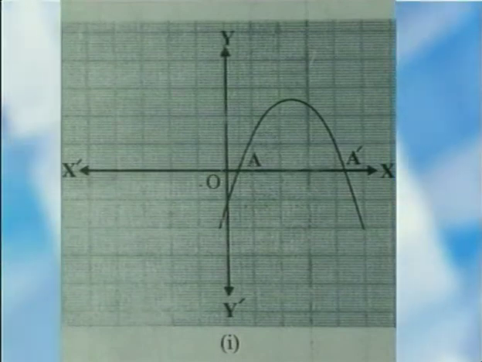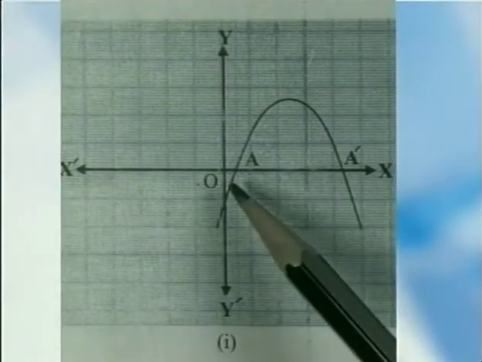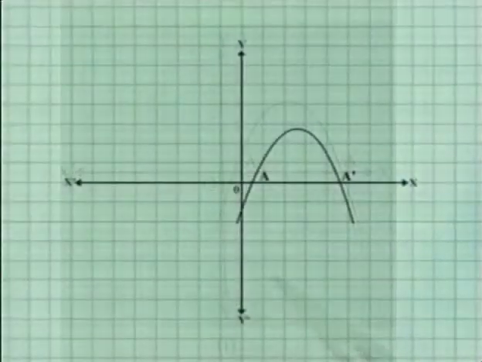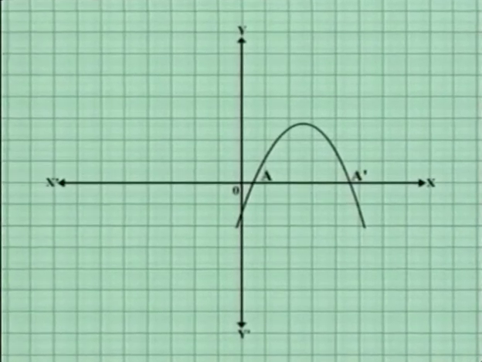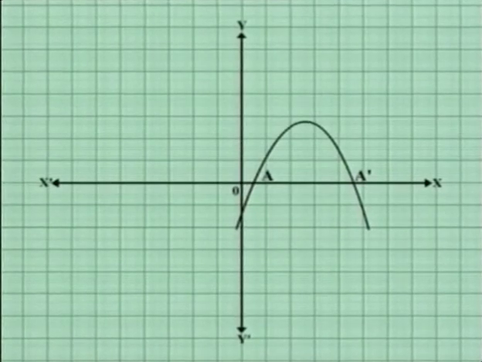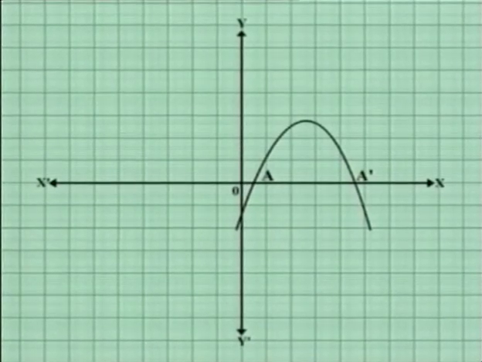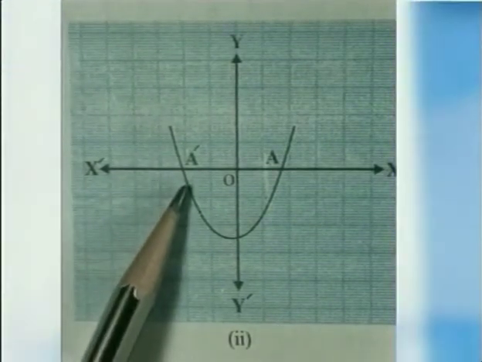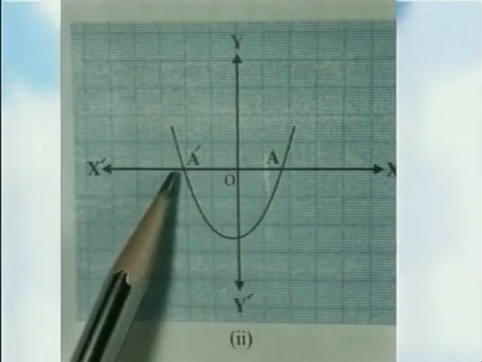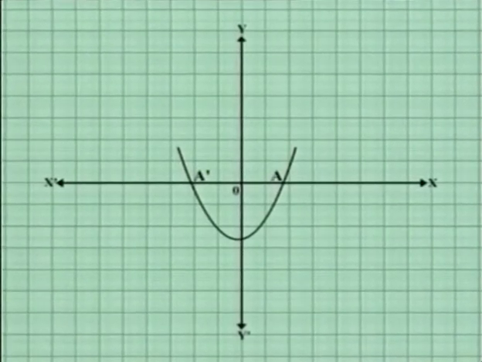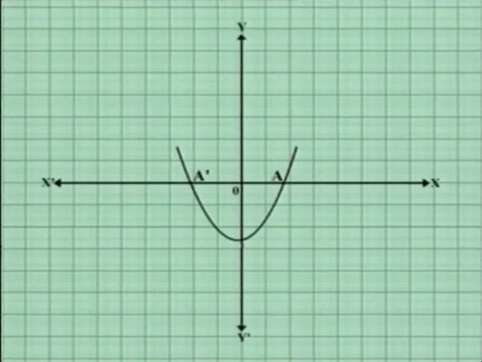There are three cases. Case 1, here the graph cuts the x-axis at 2 points A and A dash. The x coordinates of A and A dash are the 2 zeros of the quadratic polynomial ax square plus bx plus c. Here again, in the case 1, the graph cuts at 2 points A and A dash. The x coordinates of A and A dash are 2 zeros of the polynomial ax square plus bx plus c.